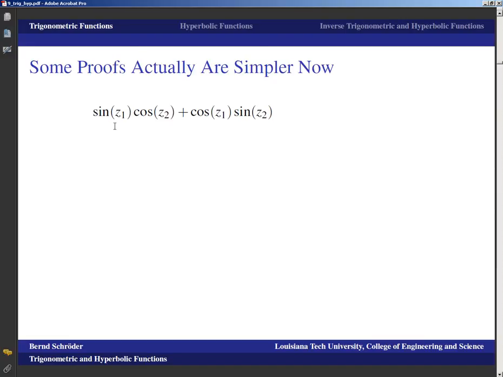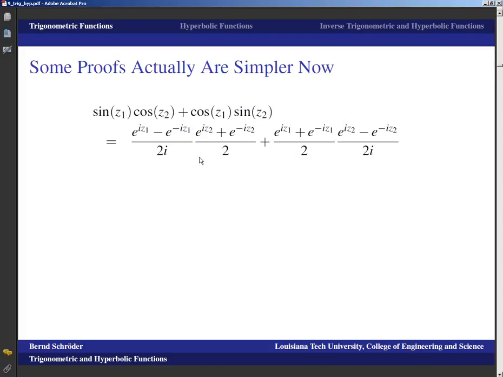Now let's take a look at the right-hand side of the additive identity for the sine, which is right here, and let's see what we can do with this. Well, we do know sine of z1 is e to the i z1 minus e to the negative i z1 divided by 2i. Similarly, cosine z2 is e to the i z2 plus e to the negative i z2 divided by 2. Cosine z1 is e to the i z1 plus e to the negative i z1 divided by 2. And sine z2 is e to the i z2 minus e to the negative i z2 divided by 2i. And we can just multiply that out.